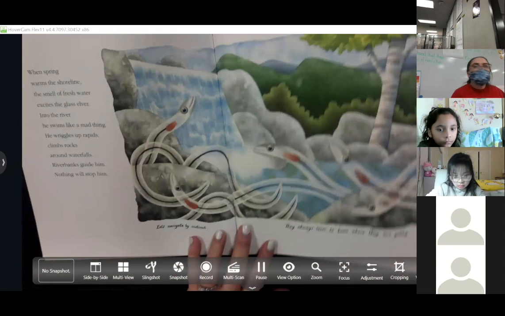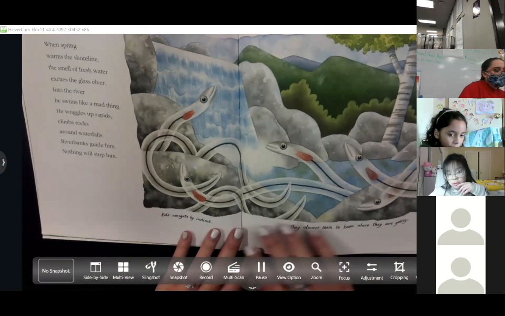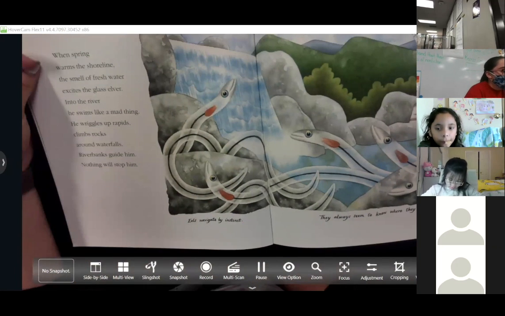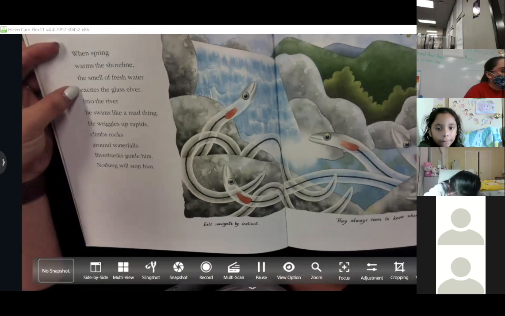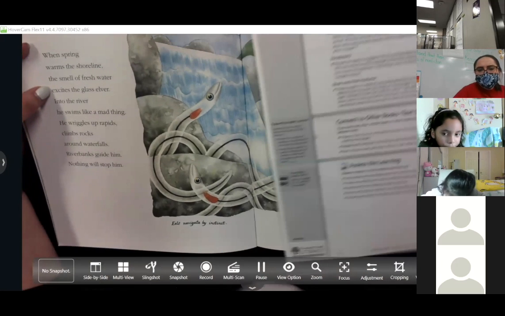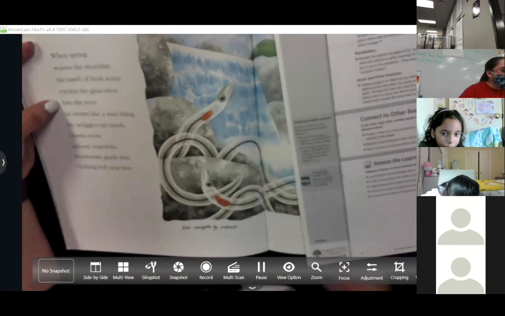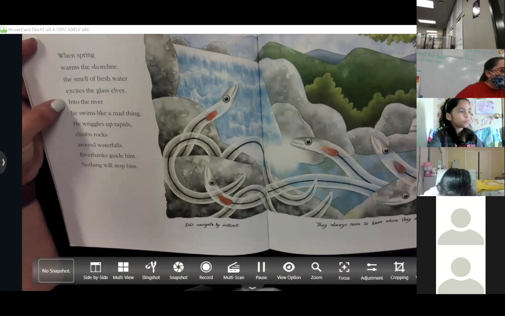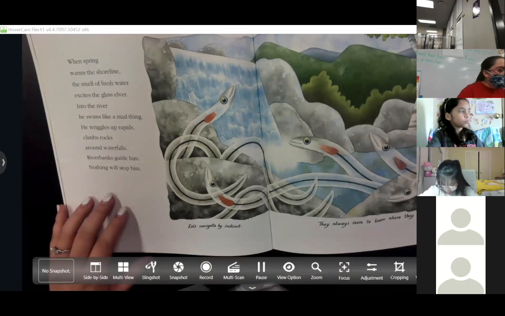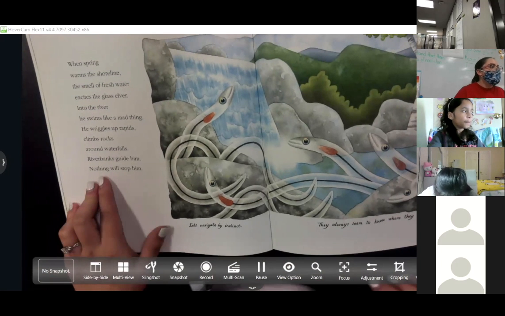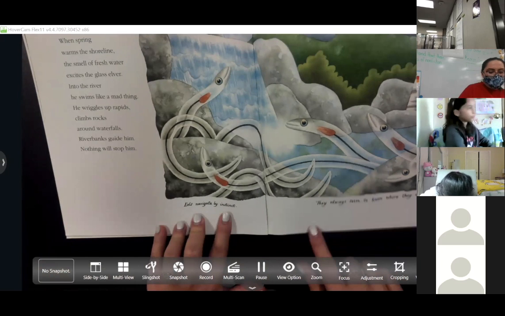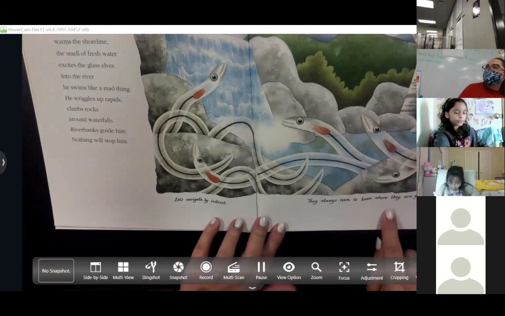So, tell me. Let's read this page together. It says, when spring nears the shoreline, the smell of fresh water excites the glass elver. Into the river, he swims like a mad thing. He wriggles up rapids, climbs rocks around waterfalls. Riverbanks guide him. Nothing will stop him. Eels navigate by instinct. They always seem to know where they are going.